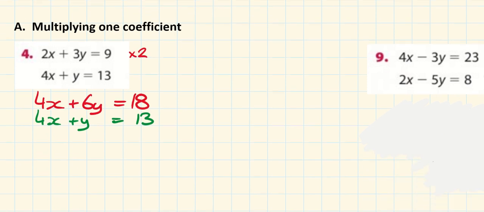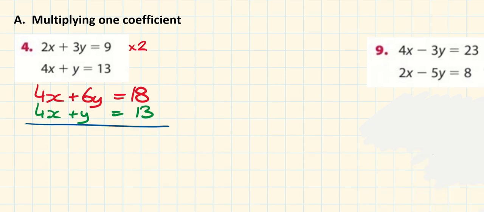Now that we've done that, it's straightforward, same as we were doing the other time. Now you see the signs are the same on the x, so we're going to have to change our signs in the bottom. So that's going to become a minus, that's going to become a minus, and that's going to become a minus. So 4 minus 4 is 0, they'll be gone. 6 minus 1 will be 5y, and 18 minus 13 is 5. So 5y is 5, meaning y equals 1.